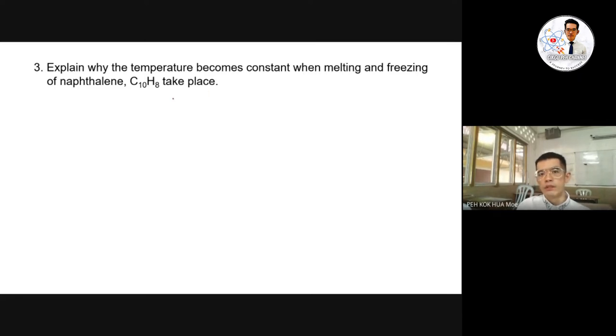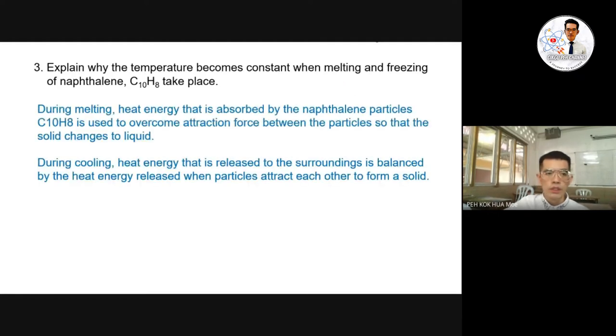Okay, so as mentioned just now, they have the same temperature for melting and freezing point, and the temperature is constant at that state. The energy gain or loss is due to the formation and overcoming of the bonding between the particles. During melting, heat energy is absorbed by the Napoleon particles and used to overcome the attraction force between the particles so that the solid can change to liquid. In the cooling condition, heat energy is released, which is balanced by the heat energy released when particles attract to each other. So this sentence wants to bring out that the particles start to attract together and form a new bonding.